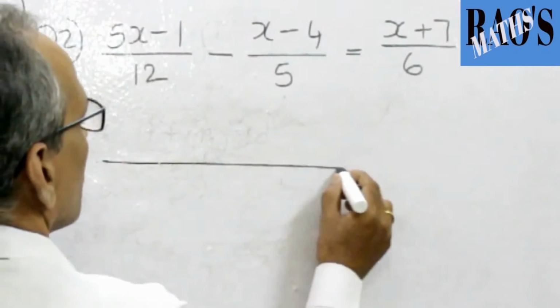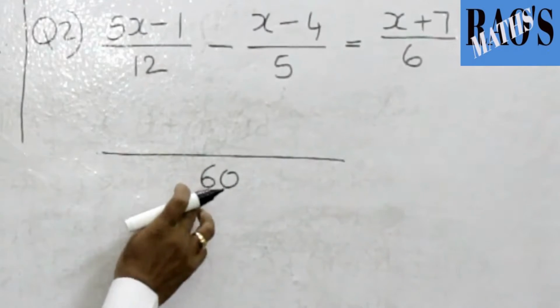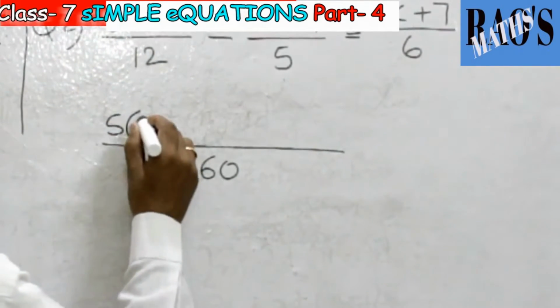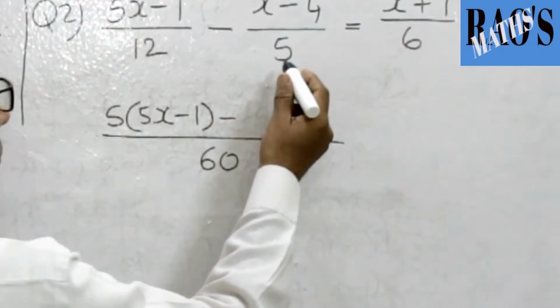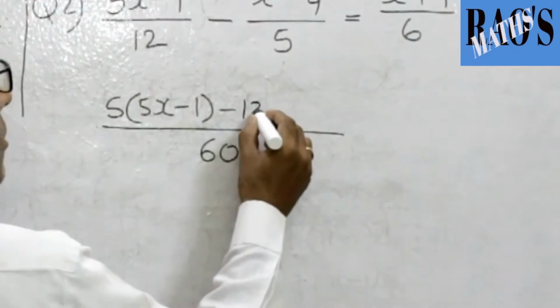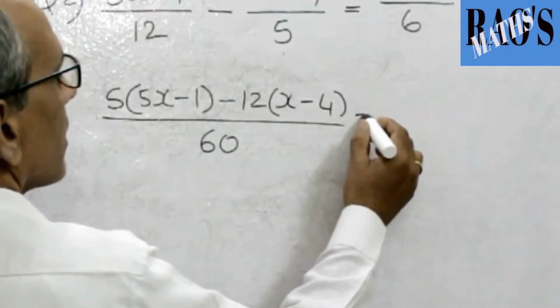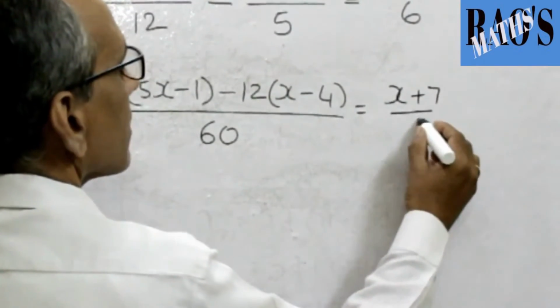So the product of 12 and 5 is 60. 12 goes 5 times of the numerator. So 5 of 5x minus 1, minus, 5 goes 12 times, and 12 times of the second numerator, so 12 of x minus 4, which results on the RHS, x plus 7 by 6.